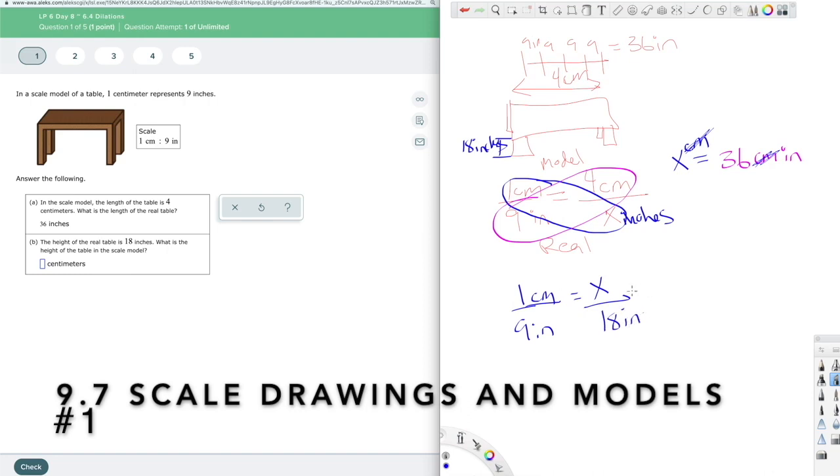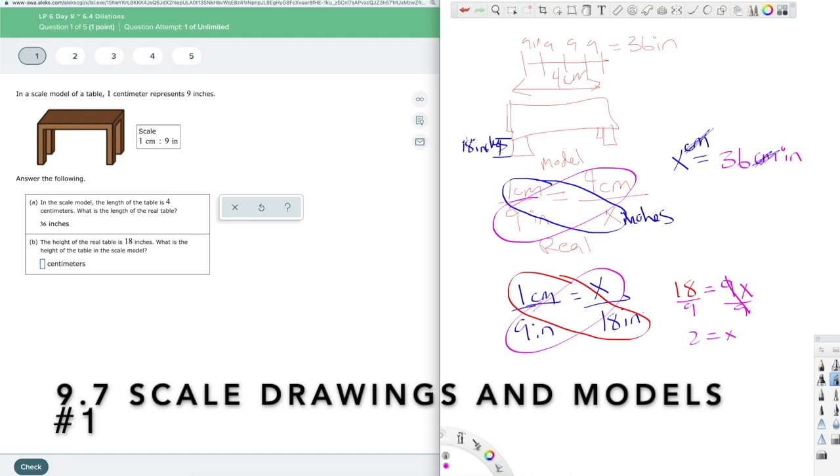So now I'm going to use cross multiplication. 1 times 18 gets me 18, and it would have centimeters and inches on it, but we're going to leave that off for now. And then I have 9 times x, which is just 9x. I want to solve for x because I want to know what x is. So I'm going to divide by 9 on both sides. And 18 divided by 9 is 2. There are 2 9s in 18.